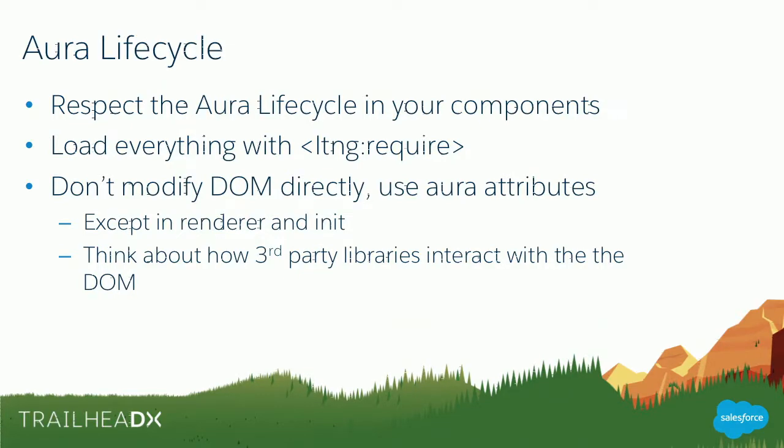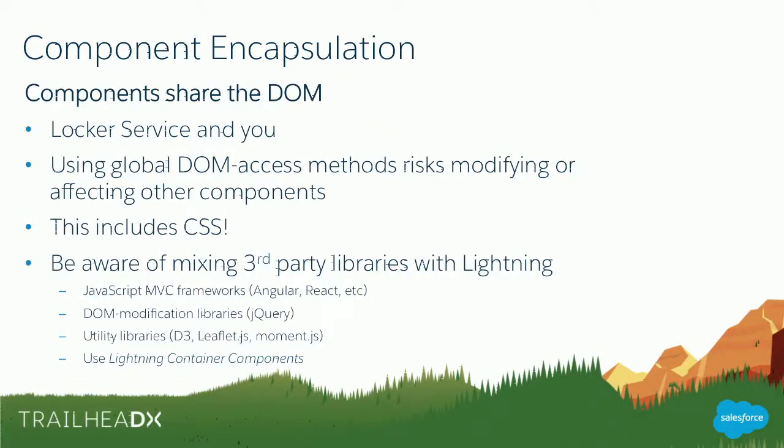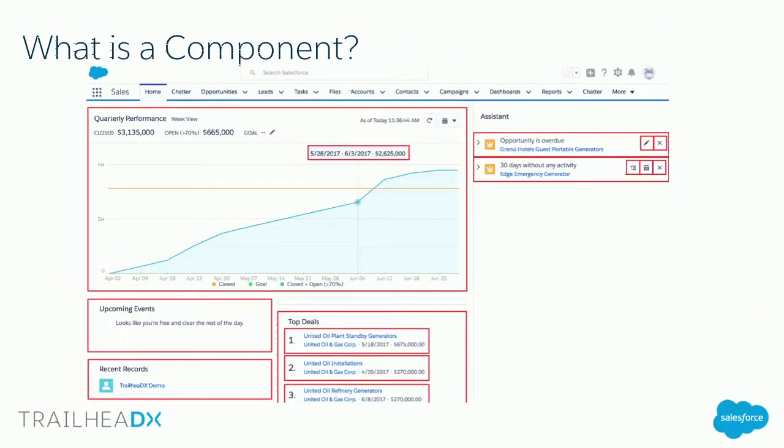If we remember back to our Sales Cloud homepage, where we have the little graph and the opportunities that are either 30 days with no activity or overdue.